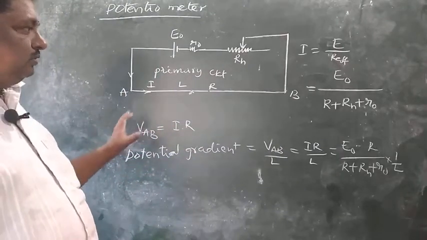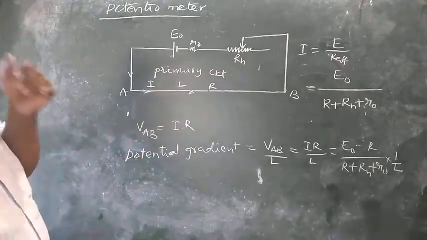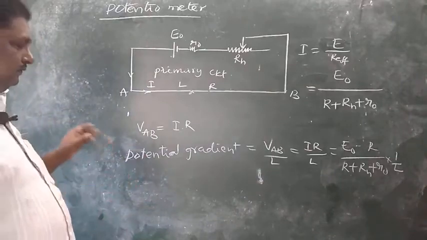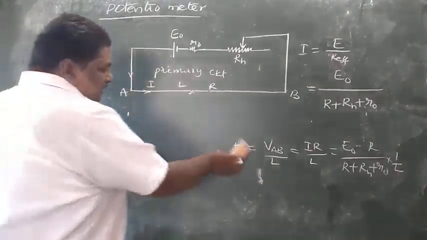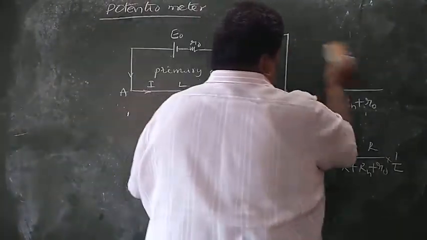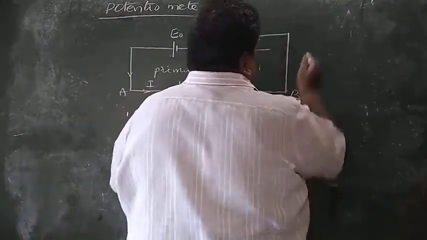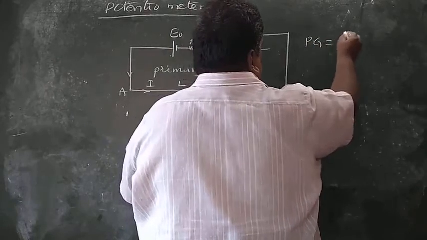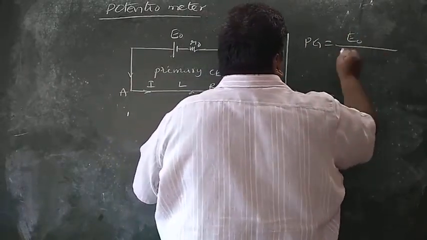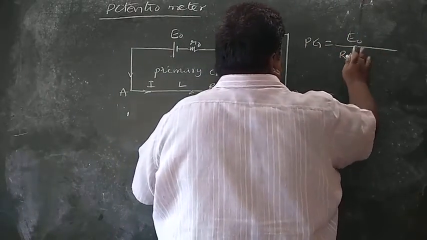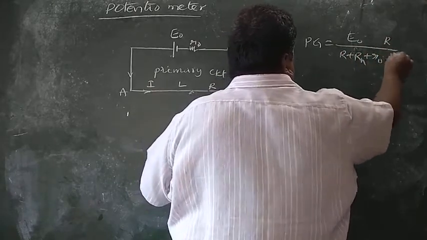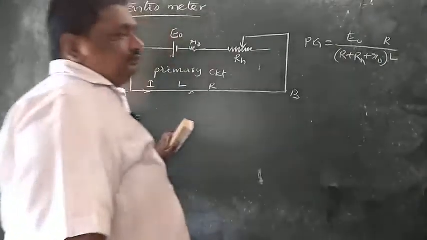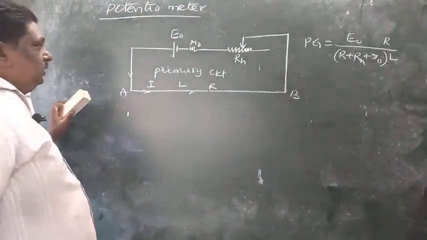Please note this down and keep it to one side. Now we are going to connect the secondary circuit. I shall write this result on one side. Look here. So potential gradient is equal to E naught by R plus RH plus R naught, into R by L. Keep it like that.